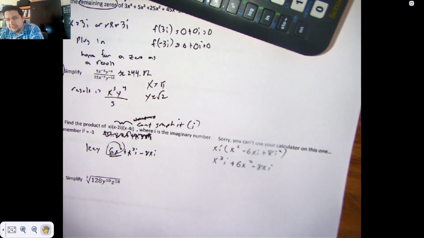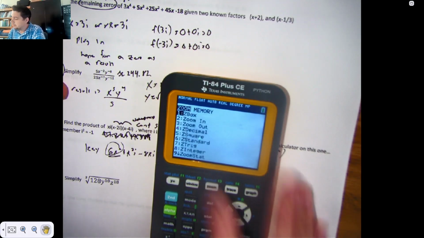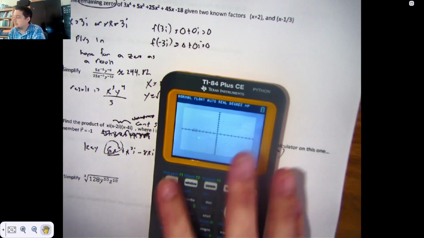First off, you might look at this thing and think you can graph it. You can't graph it. It's got that i in there. If you tried to graph this thing, and that's the original equation, and did a Zoom 6, you don't see anything. It's that i doing it to you.